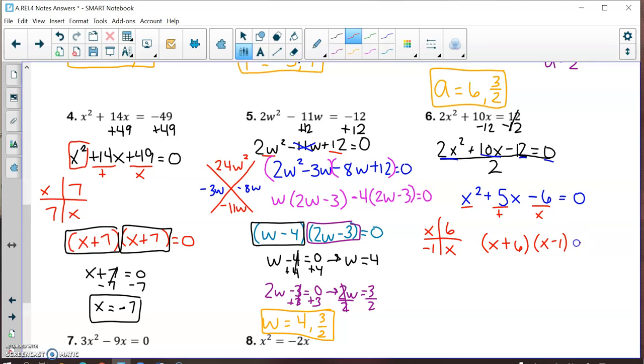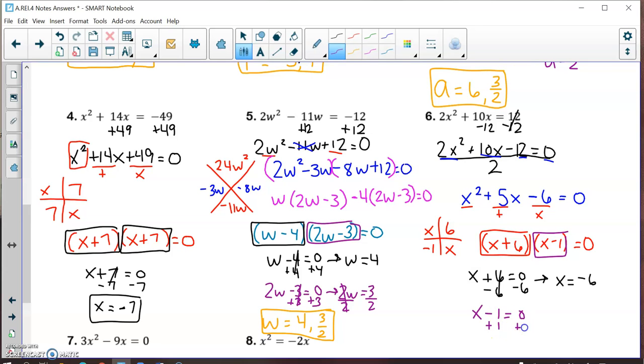And don't forget, this is a quadratic equation. We set it equal to 0. Now I use the zero product property. I'm going to take my x plus 6 and set it equal to 0 and solve for x by subtracting 6 from both sides. And I get x could be -6. And then I'm going to take my second factor, which is x minus 1. I'm going to set that equal to 0, and I'm going to add 1 to both sides to get that x could be a value of +1. So we get two real number answers here, -6 and 1.